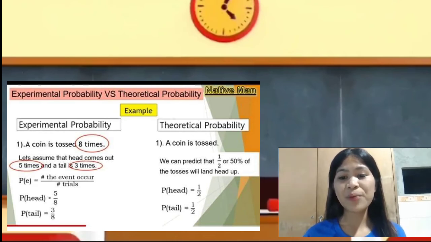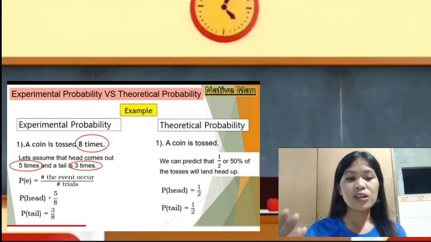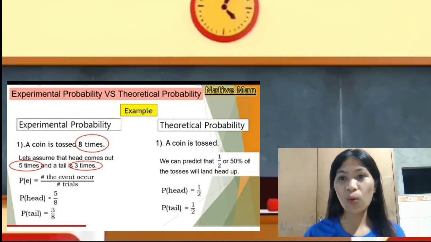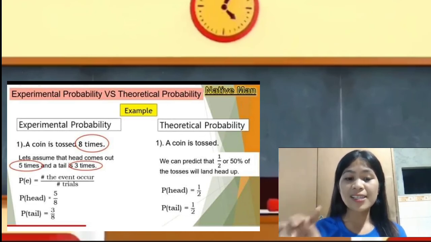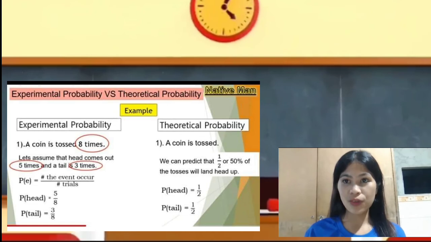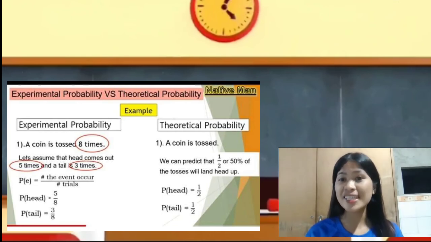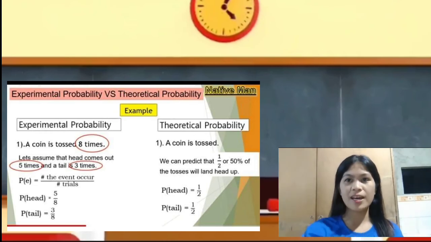So we can predict, based on mathematics, that 1/2 or 50%, since there are only two possibilities, 50-50 of the tosses will land head up. So the probability of the head is equal to 1/2 because there is only one head out of 2 possible outcomes. For the tail also, we have 1/2 since there is still only one possible outcome that comes out. So we can see, unlike the experimental, which has many possibilities, the theoretical is 50-50. So 1/2.